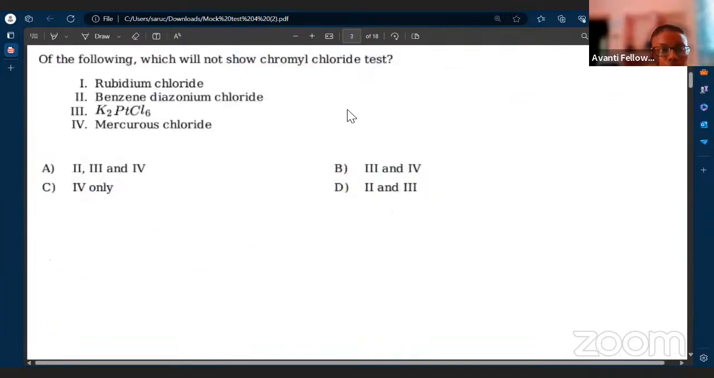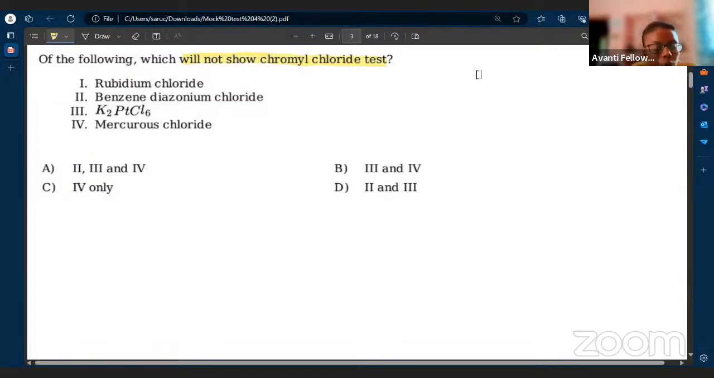Question: of the following, which will not show the chromyl chloride test? Which will not show the chromyl chloride test is the question. Okay. So you have rubidium chloride, and here you have a complex like K2PtCl6. Which do not show the chromyl chloride test? So what would be the answer?